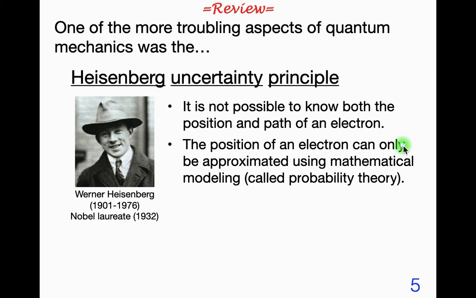The position of an electron can only be approximated using mathematical modeling called probability theory, like rolling dice. This really troubled a lot of physicists, in particular Einstein. Quantum mechanics just drove him nuts.